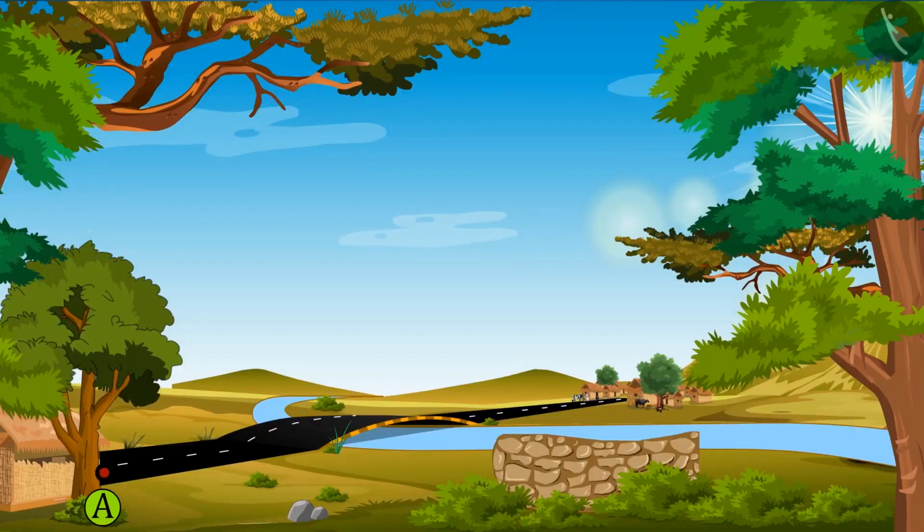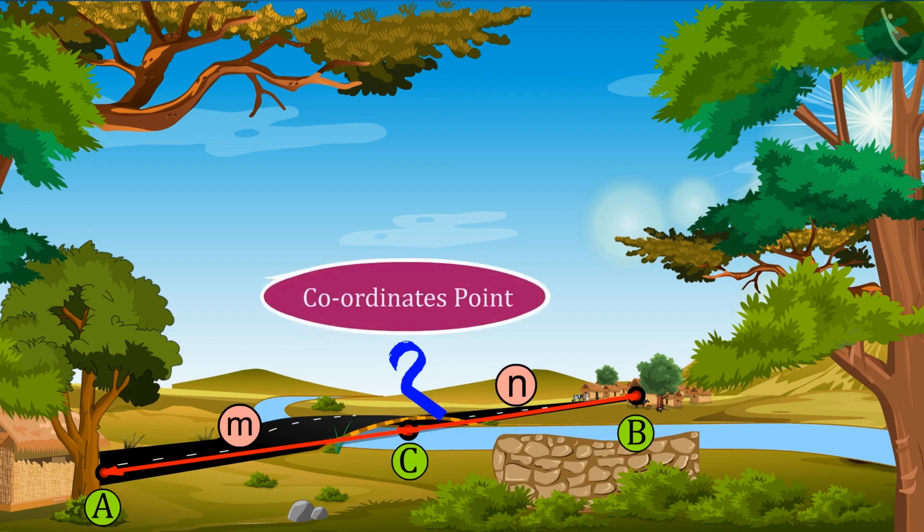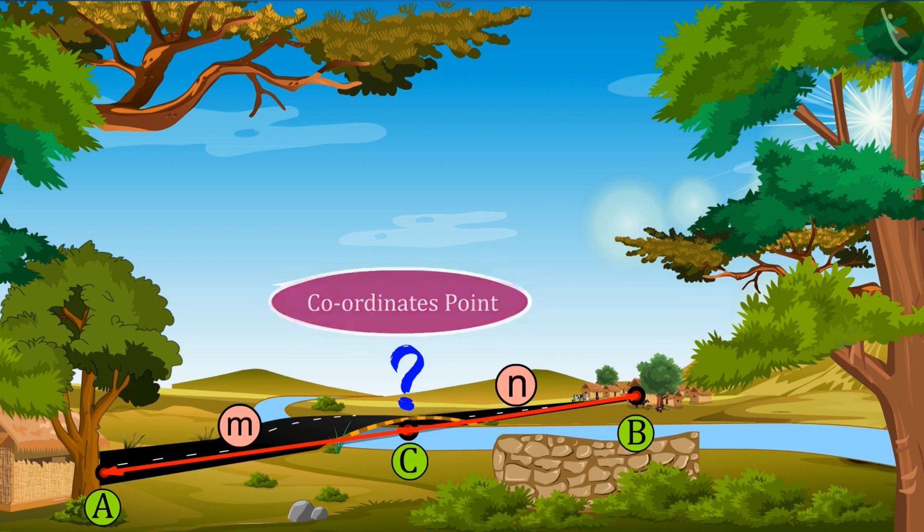Between the village A and village B, the government wants to build a bridge at such a location that the ratio of distance from the bridge to village A and village B respectively is m/n. Then, the location where the bridge is to be constructed. Can you tell the coordinates of that point? Come on, let's solve this together.